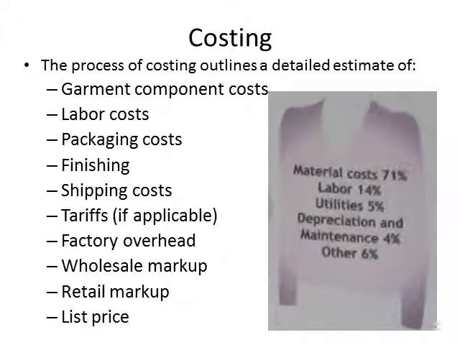The process of costing outlines a detailed estimate that includes garment component costs, labor costs, packaging costs, finishing, shipping, tariffs, if applicable, factory overhead, wholesale markup, retail markup, and list price.